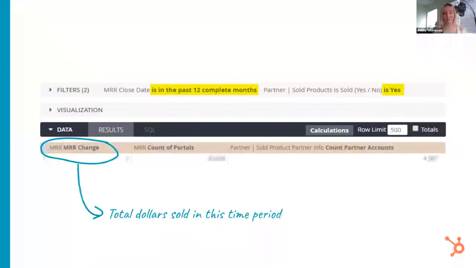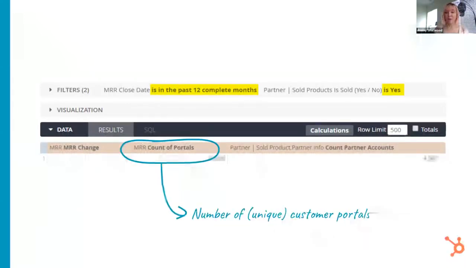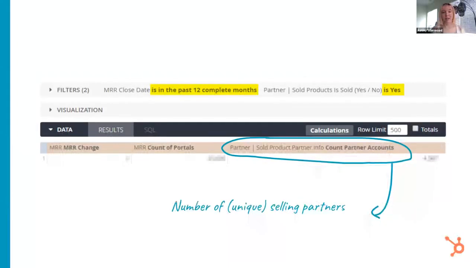So this was the first thing that we put together. We're looking at those transactions for the past 12 months, where a partner was selling with us, and then our aggregates are doing a lot of the work for us here. So we've got the total dollars sold. That's great. Unique customer count. Perfect. And unique partner count. Great, this answers the question. This is the number of partners who've sold with us in the past 12 months. So the second piece was, well, what's the trend?